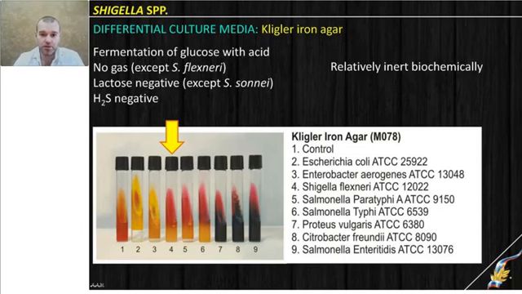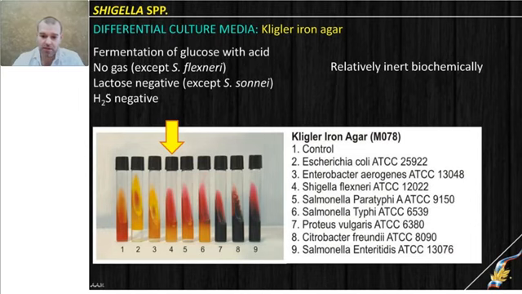Kligler iron agar, which should be used for differentiation between any enterobacteria, should be used for identification of Shigella as well. Bacteria can ferment glucose with acid and without H2S. Production of gas is variable. Utilization of lactose is possible in the case of Shigella sonnei, but mainly the bacterium is very inert biochemically, and more than 1 day is required to identify its biochemical properties.